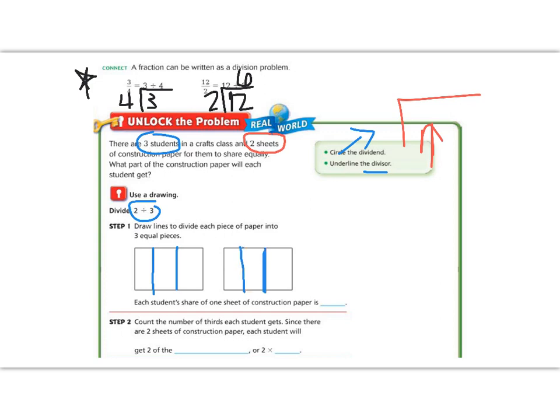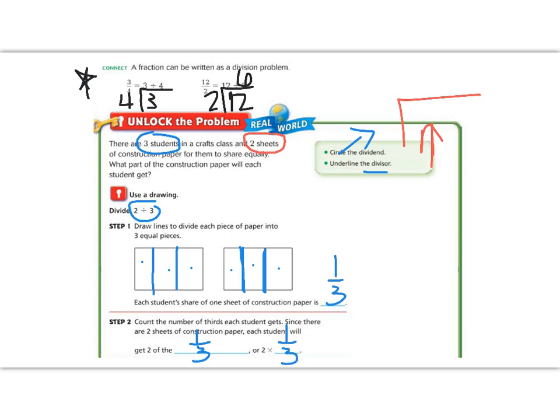So here's my 2 pieces of paper split into thirds. Each piece of paper now has thirds. Step 2 says count the number of thirds that each student gets. Since there are 2 sheets of construction paper, each student will get 2 of the 1/3 because I have 1, 2, 3, 4, 5, 6. So I have 6 total, and if I split that by 3, then I get 2. So each student will get 2 times 1/3.